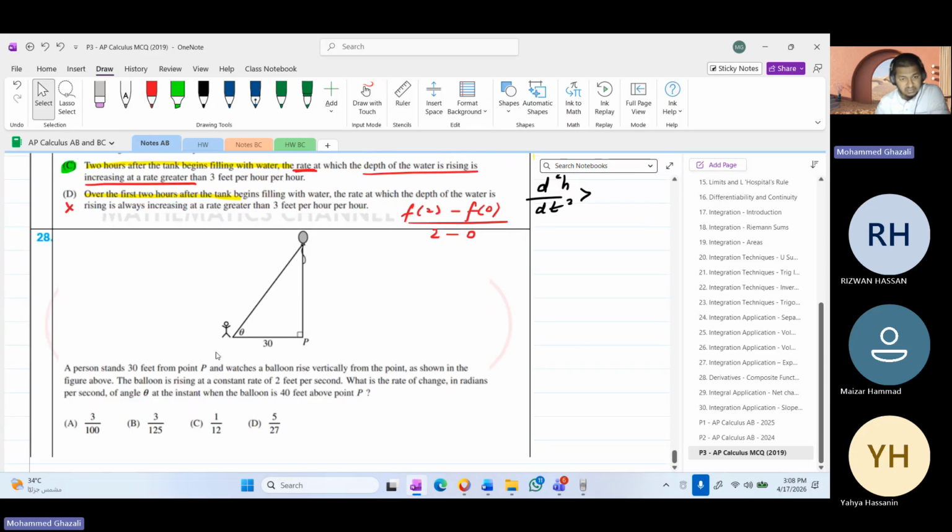All right, let's see now. Let's look at this. A person stands 30 feet from point P and watches a balloon rise vertically from the point, as shown in the figure above. The balloon is rising at a constant rate of 2 feet per second. What information is given there? That's dH/dt, right?